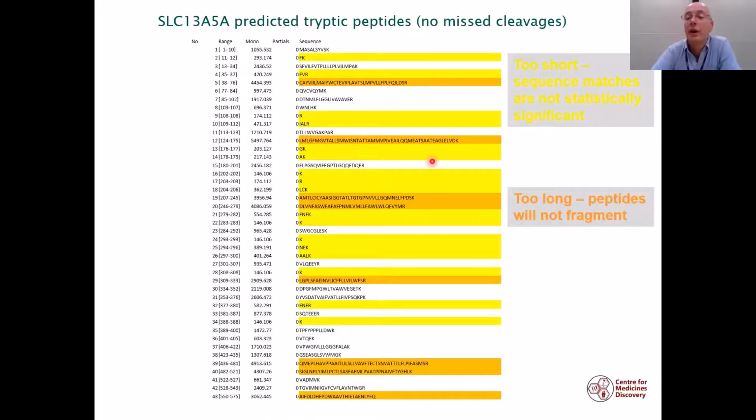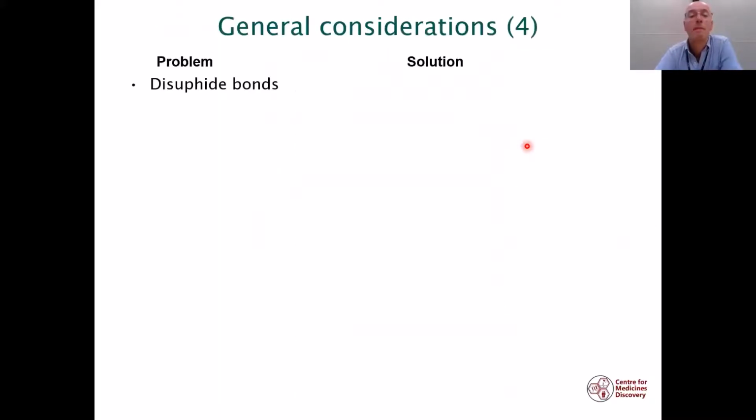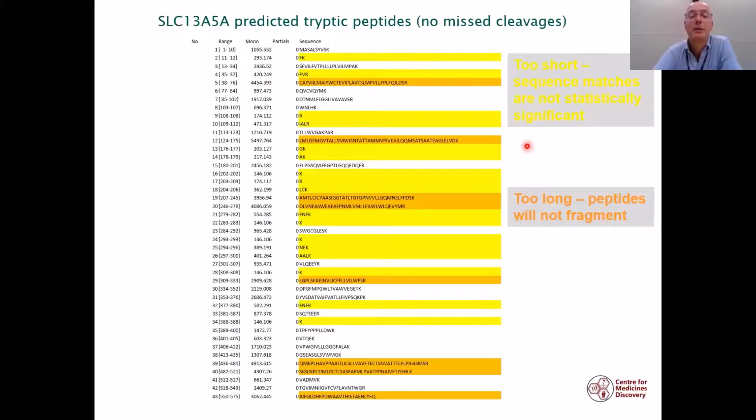The ones I marked in orange, these peptides are long enough to give you statistically significant data, but they are too long to readily fragment. So generally you will not get any signal for these peptides. The remaining peptides are the ones that we would expect to see in our MS/MS experiment.